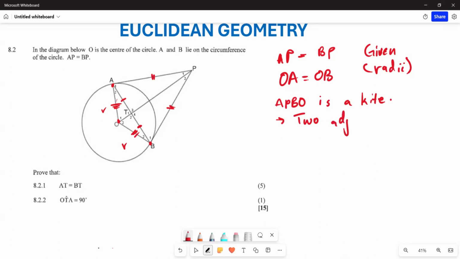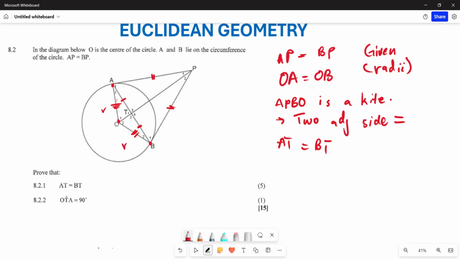Two adjacent sides are equal. This AP is equal to BP, and also AO is equal to your BO. So given that, this is going to be your kite. And now what is it that we know about a kite? We know that in your kite, your diagonals AT is going to be equal to BT, because the diagonals of a kite bisect each other.